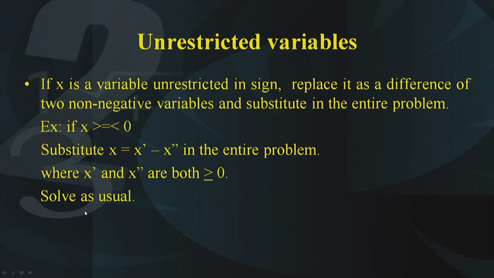But with this substitution, this has to be made in the entire problem, not only in the objective function, but also in the constraints, and then solve the problem as usual. Of course, the number of decision variables will increase by 1, because now instead of x we have substituted x as x dash minus x double dash. That means one more variable has been added, and obviously you need to use the simplex method to solve this problem. So, I hope that this condition has been understood.